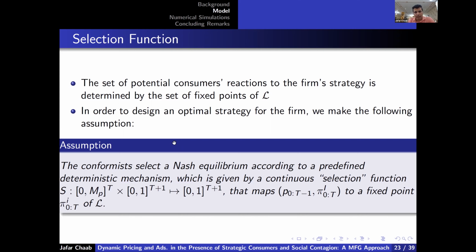So to this end, we're going to make the following assumption. The conformists select a Nash equilibrium according to a predefined deterministic mechanism, which is given by a continuous selection function, right? That maps the pricing strategies and the individualist strategies to a fixed point. So basically, you can think of the selection function as an algorithm that is going to choose the mean field Nash equilibrium based on a given criteria.